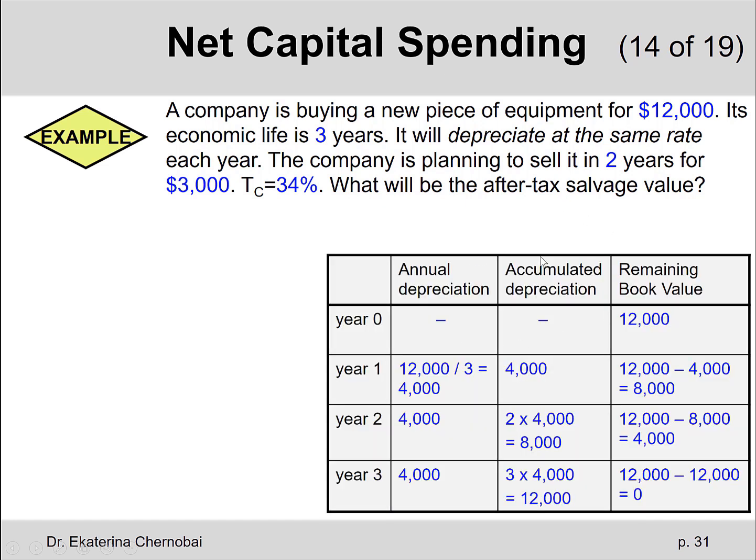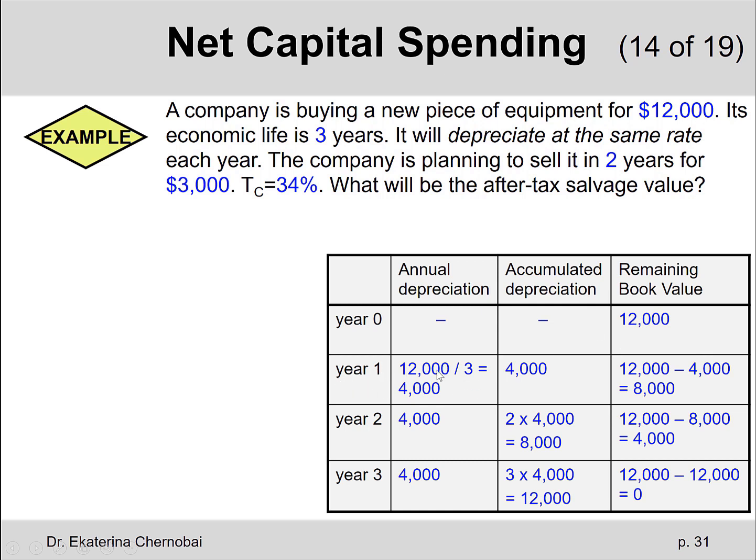Okay, we can build a table that shows for each year, including the very beginning, year 0, what the annual depreciation will be, the accumulated depreciation as of the end of that year, and the remaining book value as of the end of that year. So right away, the remaining book value is $12,000, which is the purchase price.